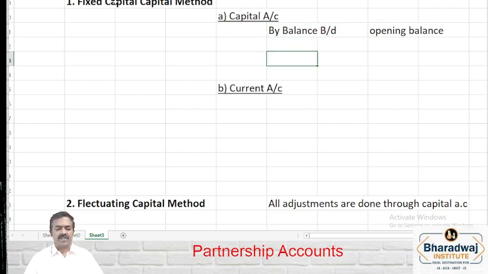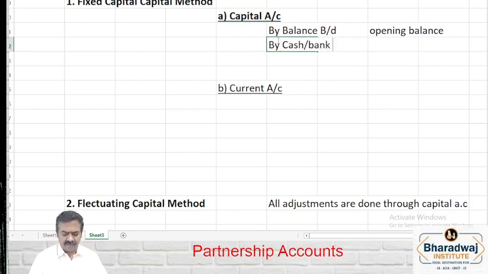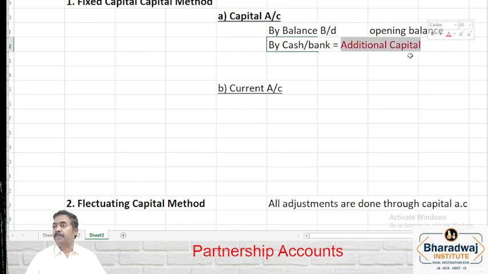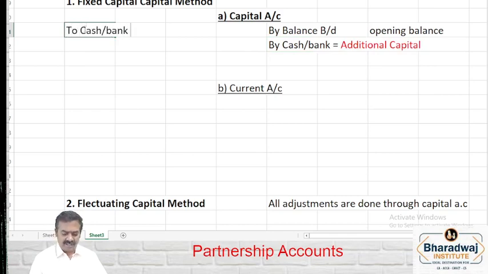Now, whether the capital will change under the fixed capital method: it will not change every year. It will rarely happen. For example, you want to expand the business. At that time, you will ask the partner to bring in money by cash or bank, credit the giver, as additional capital. Only when additional capital is introduced for expanding the business, which should be permanent, it will be recorded in the capital account. Likewise, when the partner withdraws capital, it is not drawings, it is capital withdrawn.